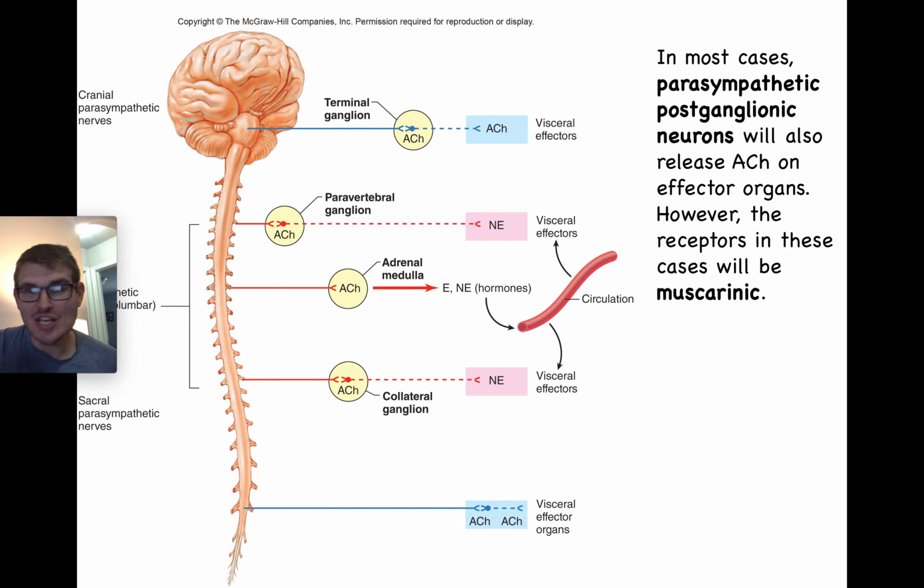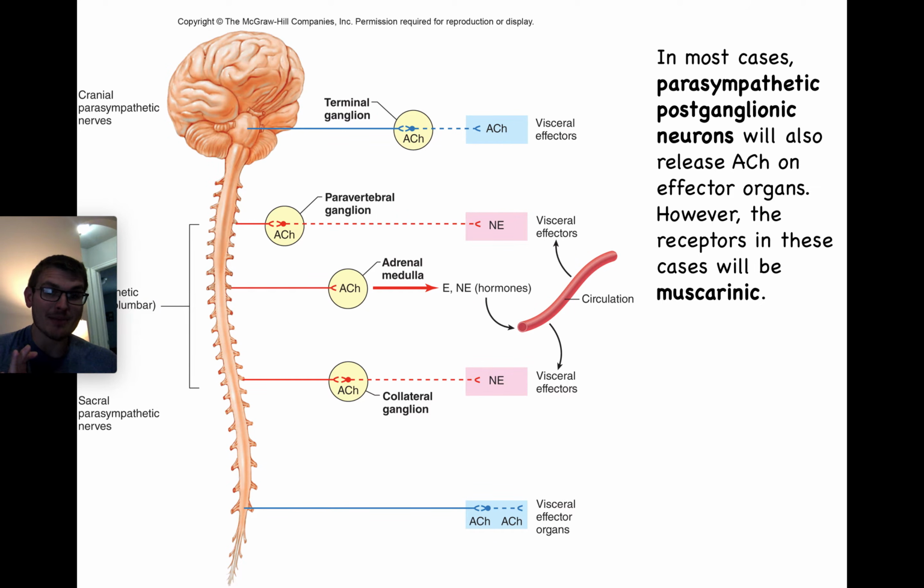Okay, so the complication comes in the postganglionic neuron. What neurotransmitter do they release? Unfortunately, both postganglionic neurons cannot both release acetylcholine. It's just not going to work, and you'll see why here in a little bit. So this is where we do see some differences. So here's a bit of good news.